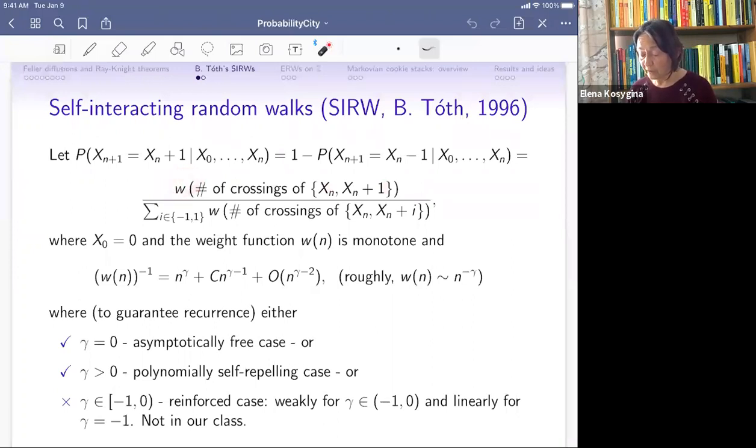When gamma is positive, then the more the walk visits, the smaller is the W, depending on the constant C here, of course. So polynomially self-repelling case corresponds to gamma positive, and asymptotically free case corresponds to gamma equals 0. So these two cases were considered in this paper in detail, and Balint proved generalized Ray-Knight theorems for this random walk in the same sense as I explained at the very beginning for the simple symmetric random walk, that the corresponding processes of up-crossings or down-crossings after rescaling converge to Bessel squared processes of appropriate dimensions.